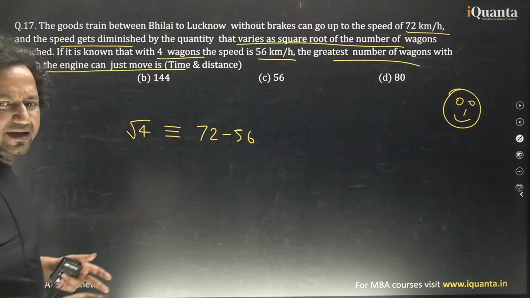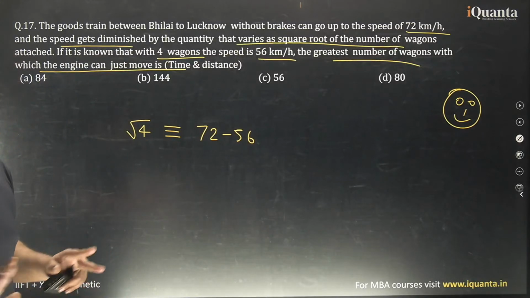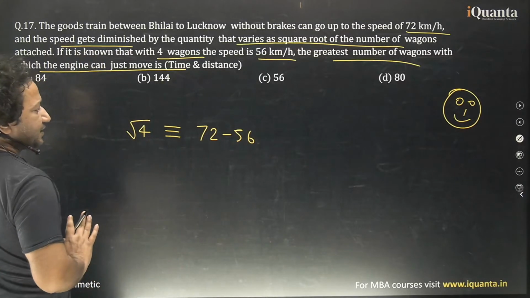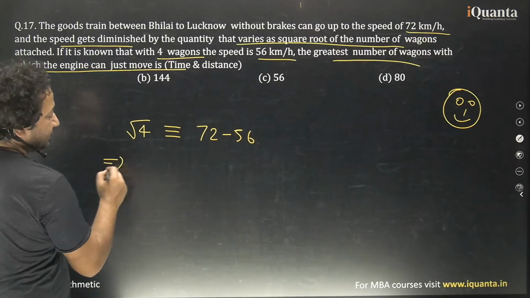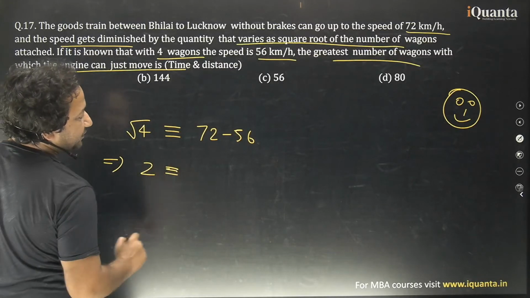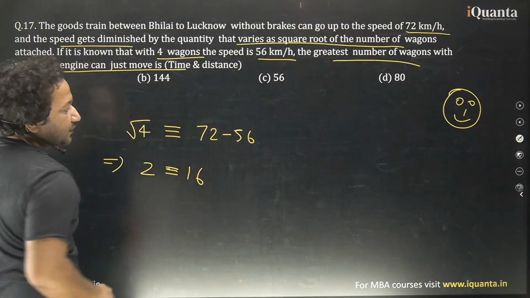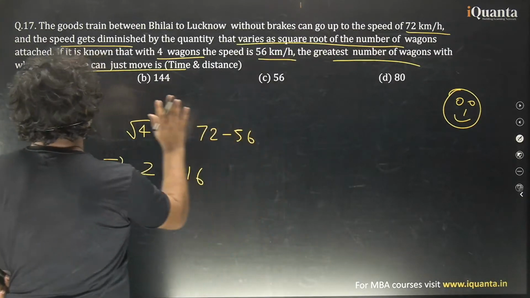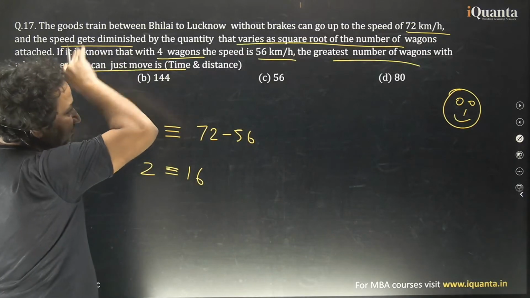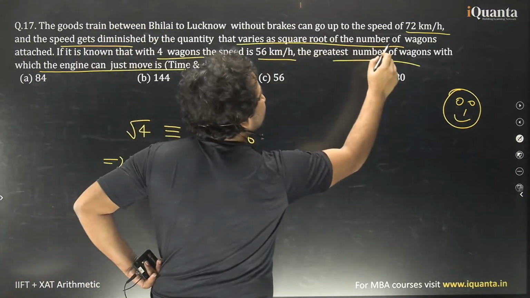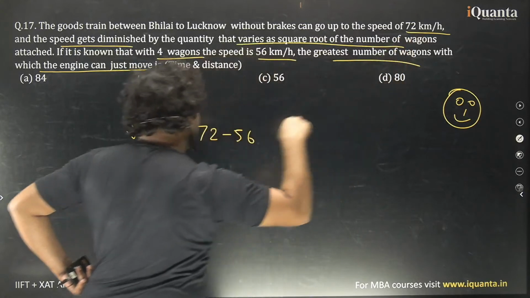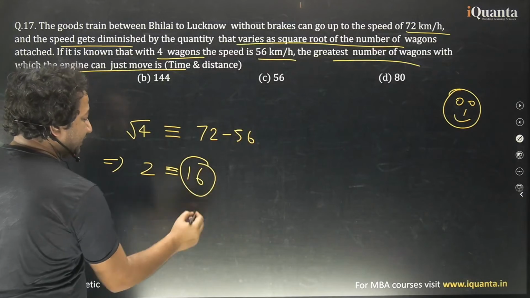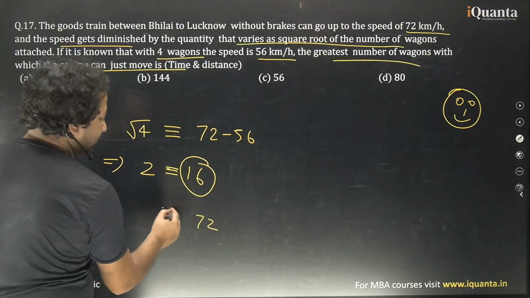I'm not writing wagons, x, y, all that stuff will just waste my time. So I'll just write like this. Root 4 is equivalent to 72 minus 56. Is that right? Which means 2 is equivalent to how much? 16. Isn't it? Okay. Now what we're going to do? The wagons will just move. They have to just move. So basically, if I reduce the speed by 72, if I want this thing to be 72, what will happen then? How do we calculate?